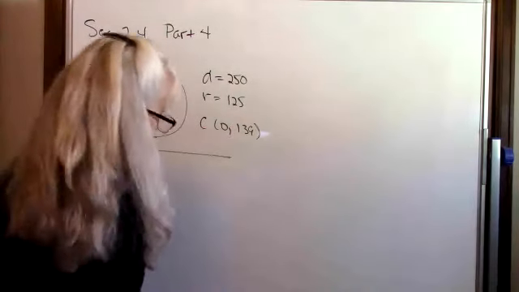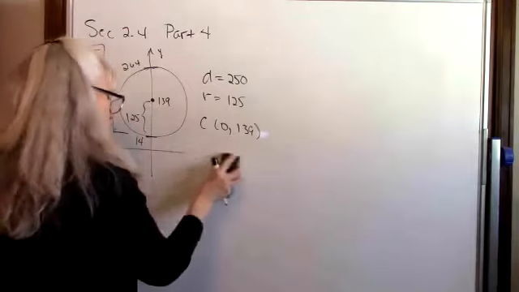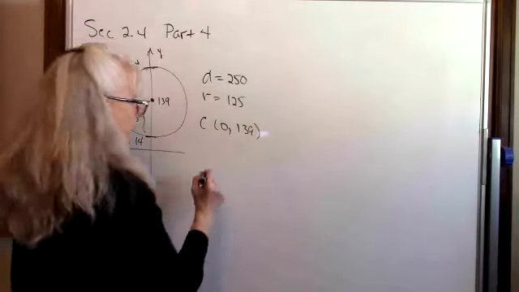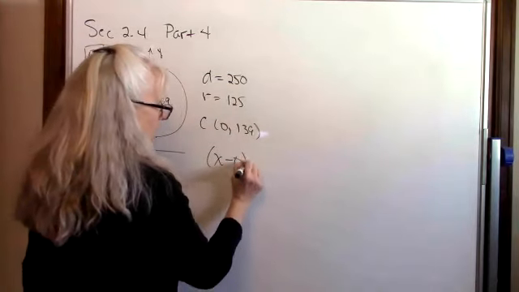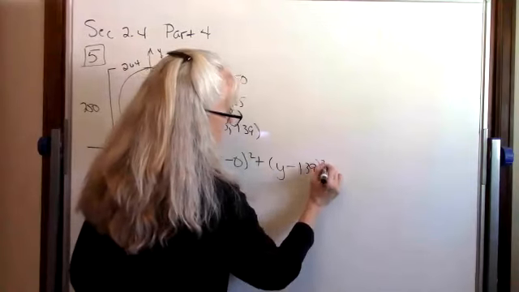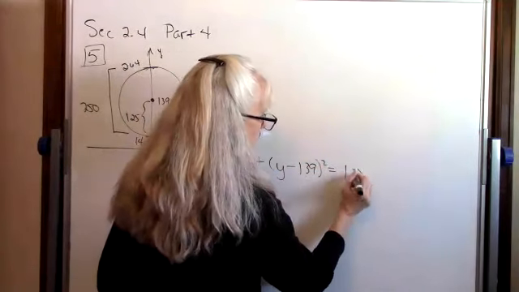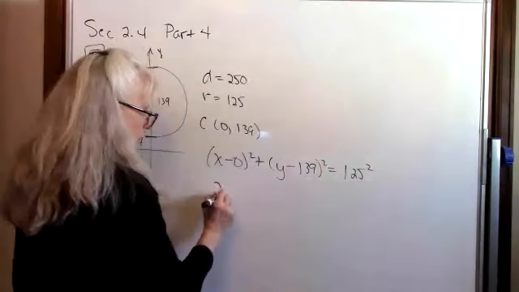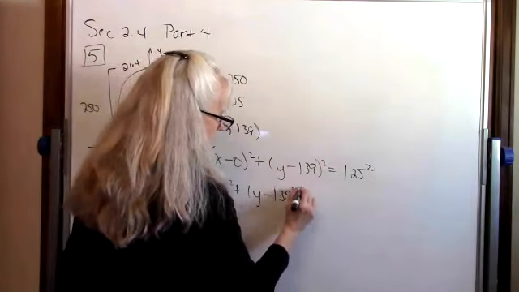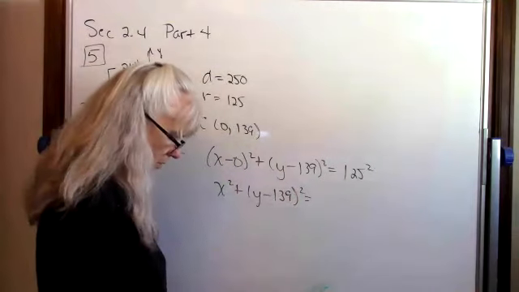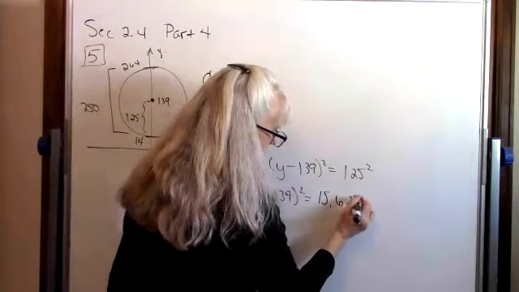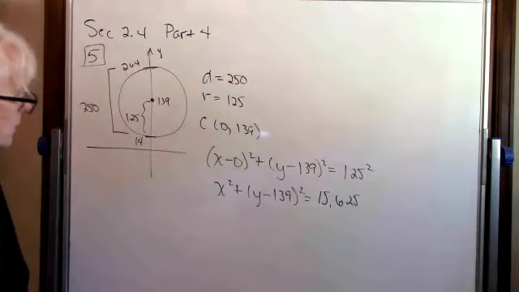That's all we need. Now we can write the equation of the Ferris wheel circle. We're going to have (x minus 0) quantity squared plus (y minus 139) quantity squared, and that's going to be equal to that radius squared. Cleaning that up, I get x squared plus (y minus 139) squared equals, and 125 squared is big, it's 15,625. And there's the equation of that Ferris wheel.